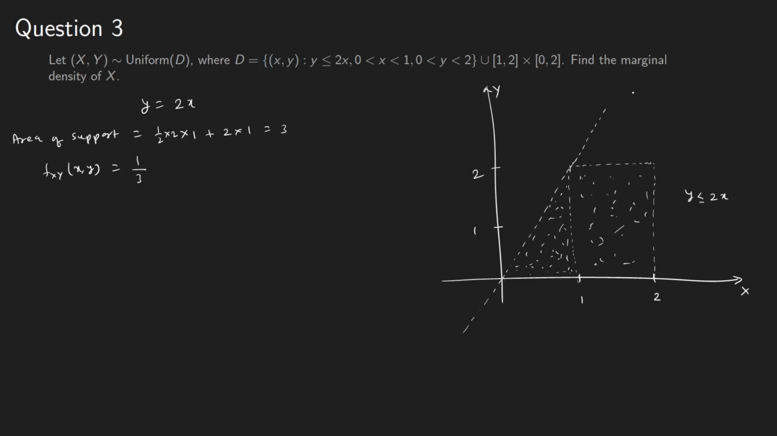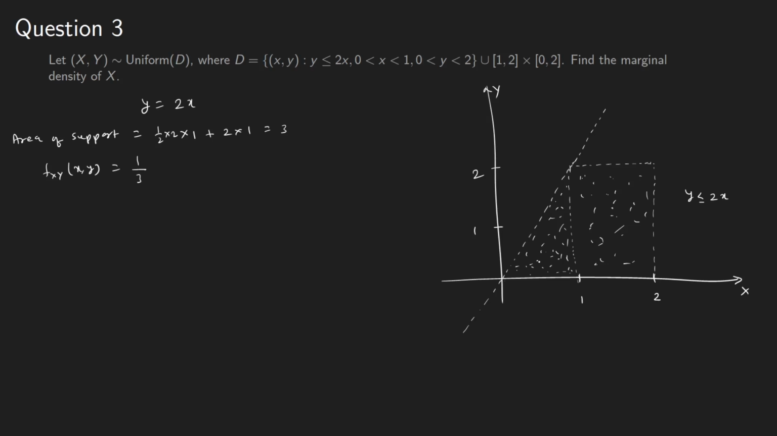Now we need to find the marginal density. So as you know, this is the region of the support, and at every point you can imagine that the joint density function is protruding out of this screen, and it's constant at 1 by 3. So you can consider that the z-axis is coming out of this screen, and it's uniform at every point.